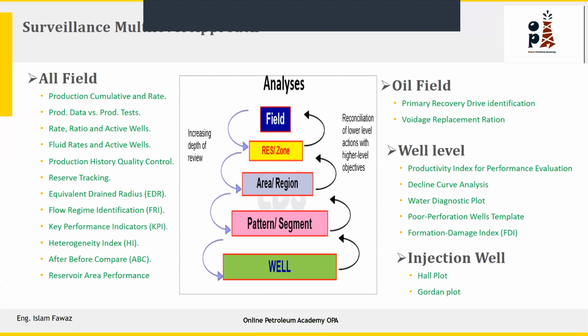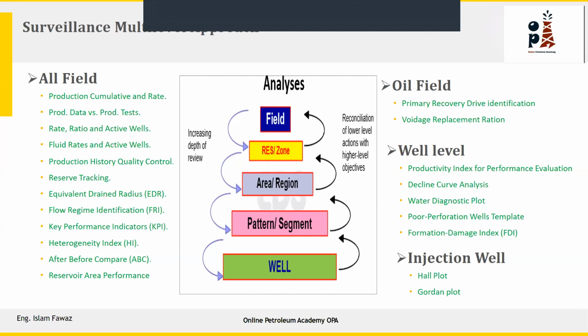So we have some surveillance we will perform on field level, with some diagnostic plots or templates, or we have some surveillance we will perform on reservoir, areal, pattern, and so on. For example, for the field, we have production cumulative and rate. We have a template for the production cumulative and rates for all the fields that you have. Production data, ratio data, fluid rate, and the number of active wells, which are plotted in the decline curve analysis. History, quality control, reserve tracking or reserve mapping to define where the area is showing higher reserves and the area showing lower reserves, where we want to spend our money.